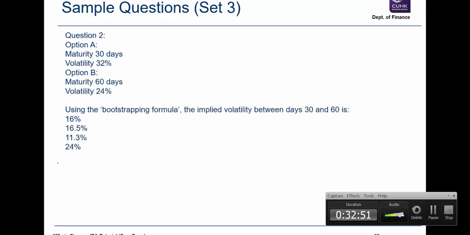Now, the next one. This is actually just bookwork, and there is a formula in your notes, and also I gave you a spreadsheet which I uploaded. You can figure out how to do this bootstrapping, but the correct answer actually is the third one, C. Make sure when you go home that you are able to perform this simple calculation. There is a good chance that it might come up in the exam.